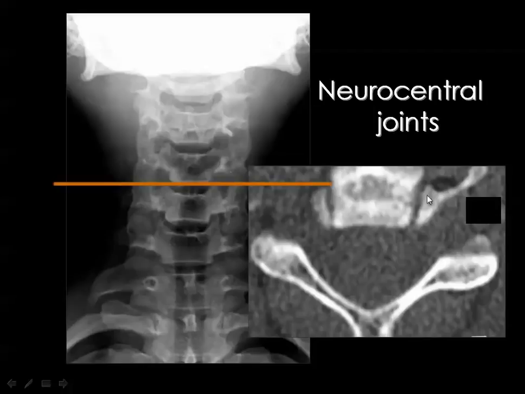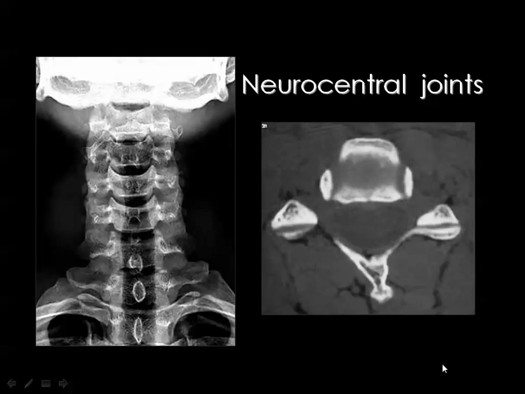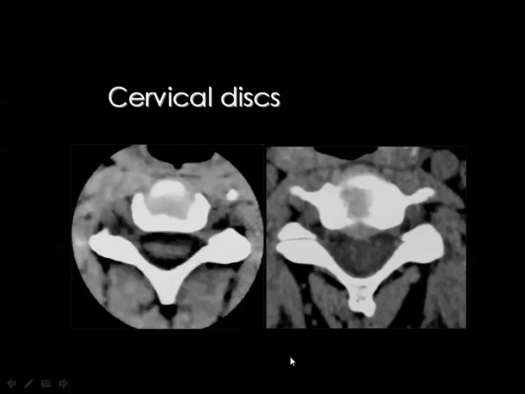Then look here, this is the small bone, the neurocentral joint, the large bone of the vertebral body, the neurocentral joint, and the small bone after that. Then in the cervical spine you have two joints, the facet joints like in the lumbar spine and the neurocentral joints between the vertebral bodies, and you evaluate both joints for the presence of osteoarthritis.